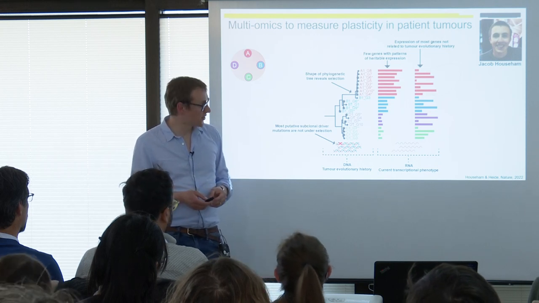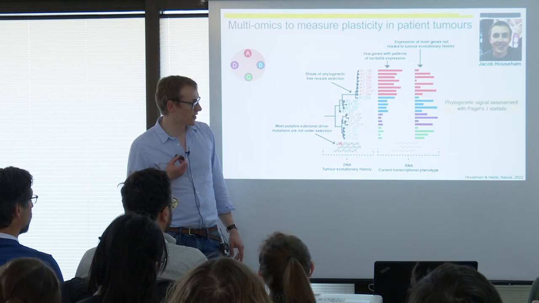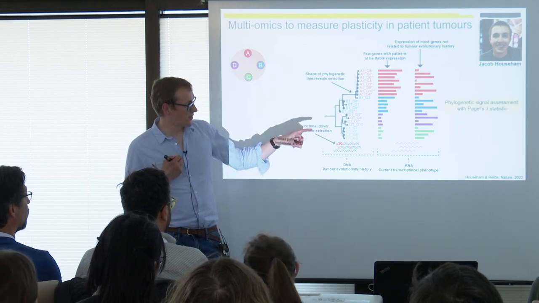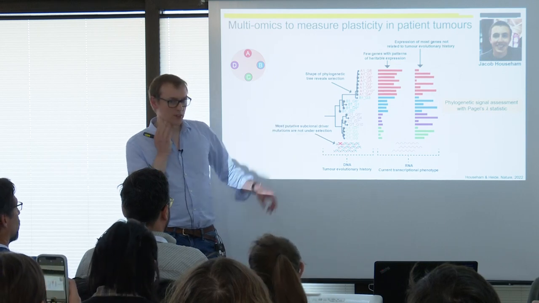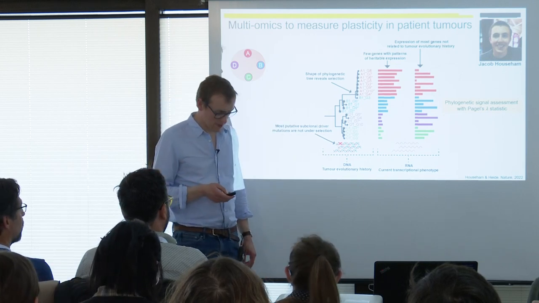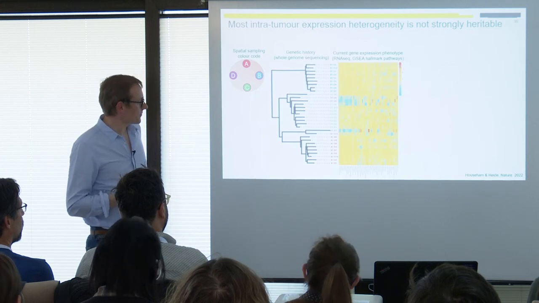And so this is a process that you may know. It's called phylogenetic signal analysis. There's various statistics that have been developed to do this. We use Pagel's lambda, which does this regression over the tree. And so here's an example.